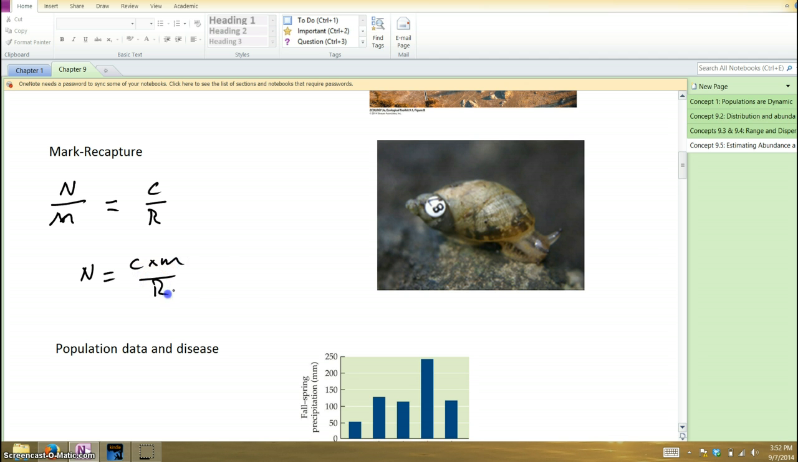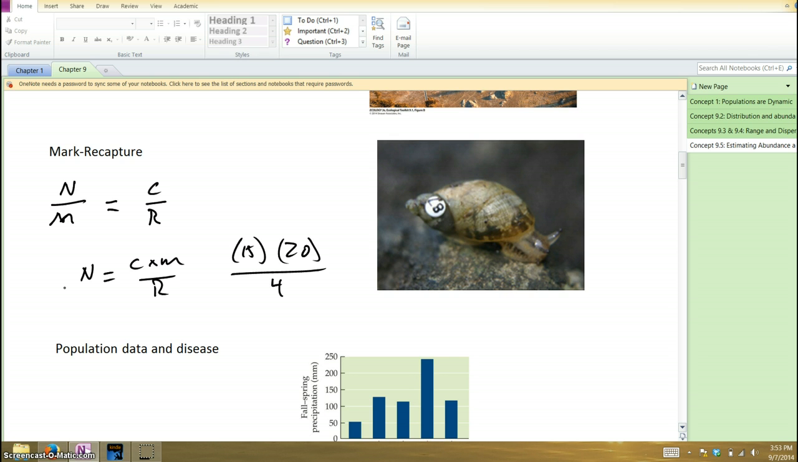M over R. And so if we have captured and marked, say, 20 individuals, and we recapture, in a subsequent capturing, say, a week later after we've let those 20 go, let's say we recapture 15 individuals, and of those 15, 4 are marked, okay? And again, this is all equal to N. When we do the math here, that gives us an estimate of N.